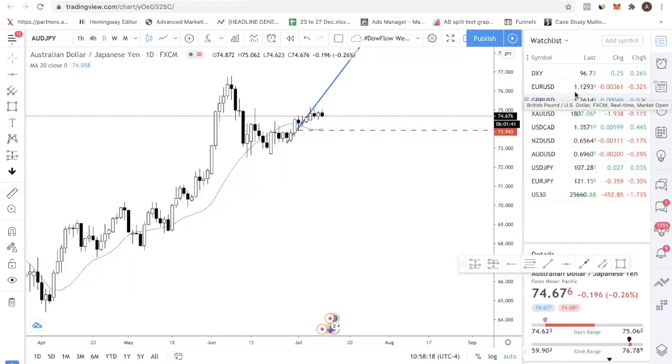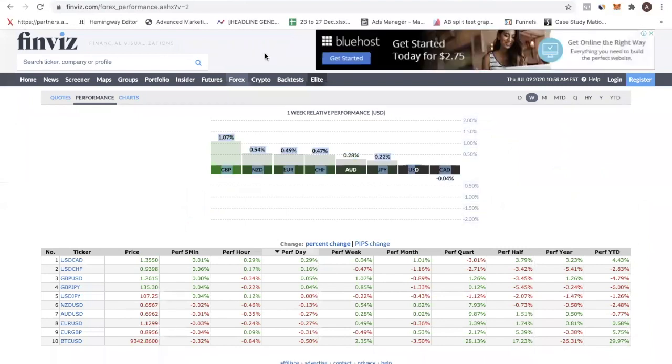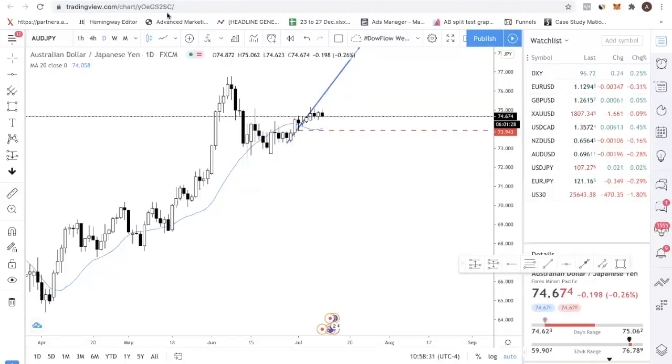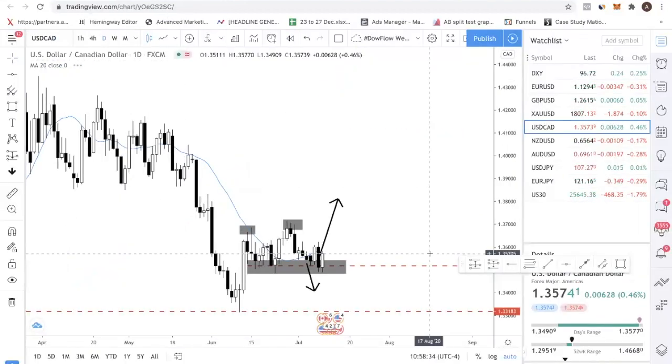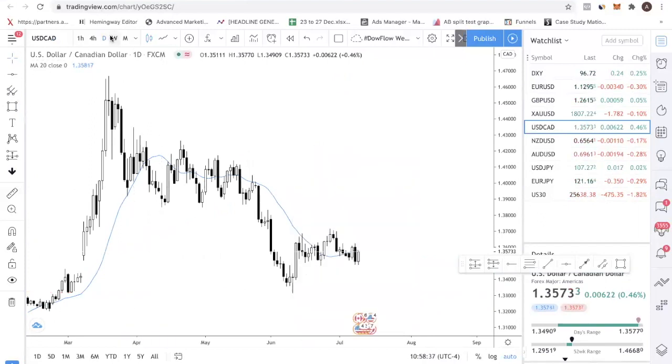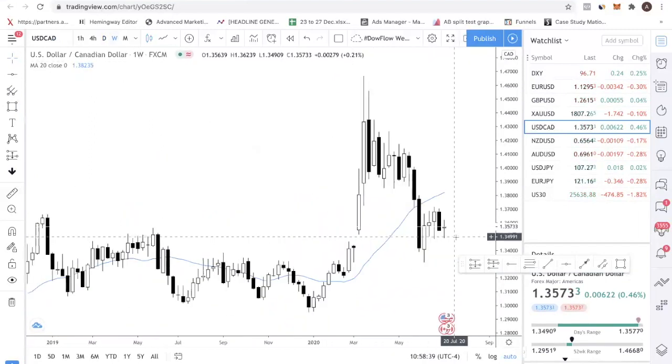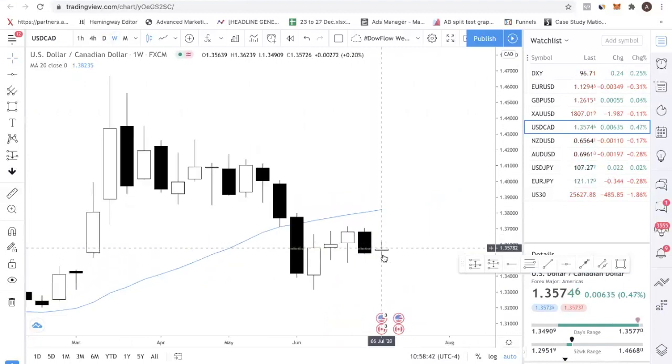The problem with sticking with one currency is sometimes that currency is just not going to move. For example, this week, if you trade dollar CAD, it's not going to move. This entire week, it didn't move at all, you see? The high to low is only like 30 pips. The high is 1.36239 and the low is 1.3490. So it's about 33 pips of movement for the entire week.